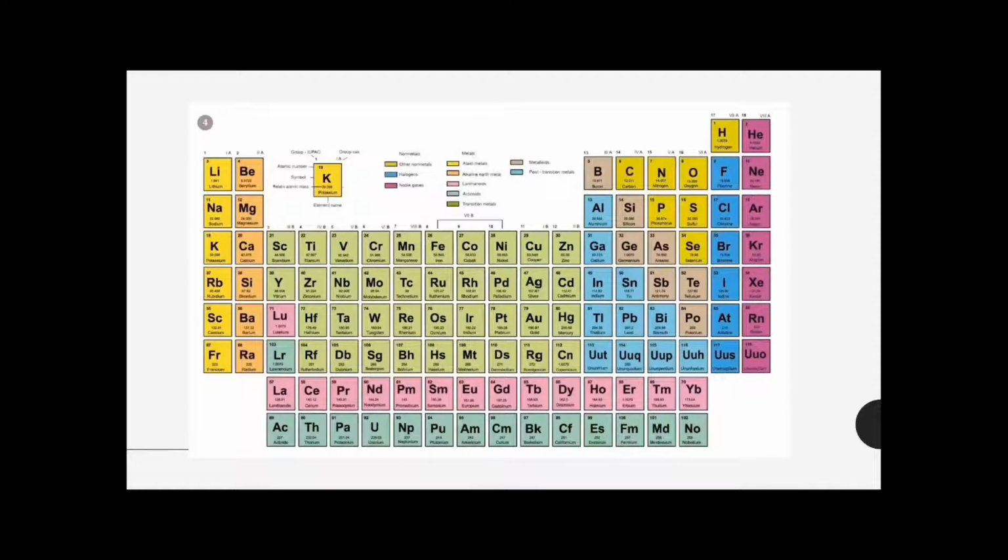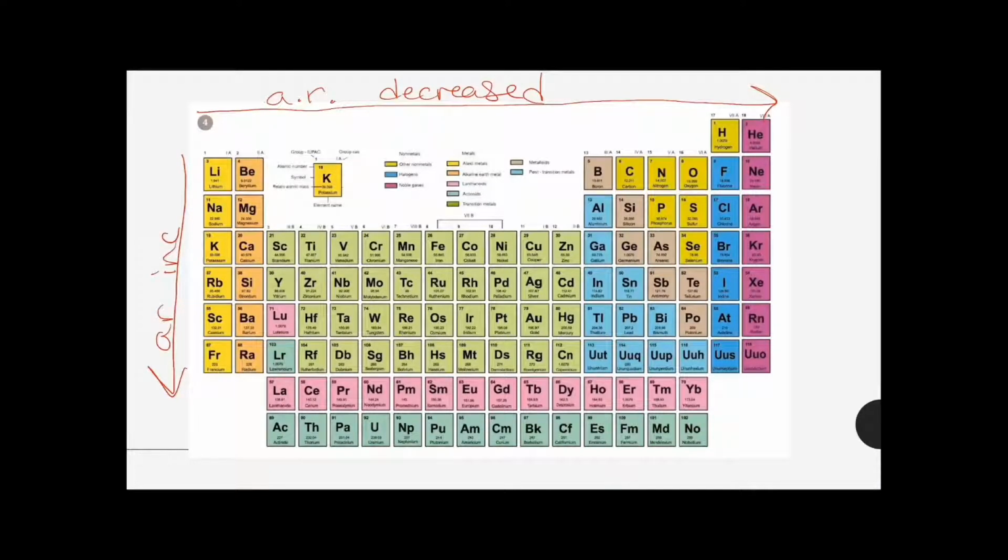So one of the activities I had you graphing atomic radius. What you should have noticed is as you moved across the periodic table from left to right, atomic radius decreased. But as you move down the periodic table, atomic radius increased. So this has a lot to do with the size of the atom and the number of electrons there are. The more electrons you have, the more spaced out it's going to be.